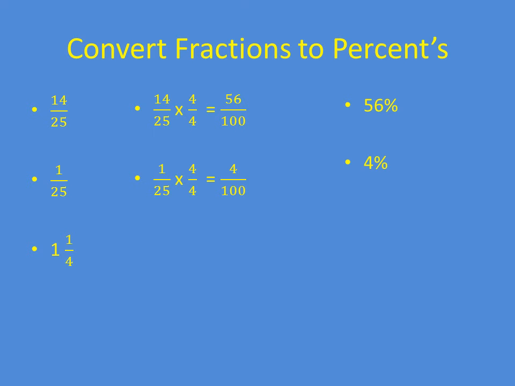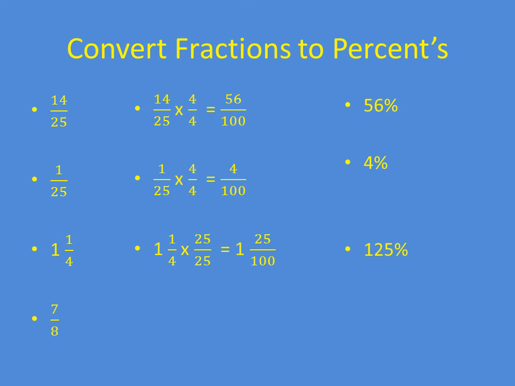Here I have 1 1/4. Now notice I have that whole number with the fraction. That should automatically tell you I'm going to have something over 100%. So I'm going to go ahead and just keep the 1 as it is, but I'm going to take that 1/4 and multiply it by 25 because 4 goes into 100 25 times. And so I get 1 and 25 over 100, so I get 125%.